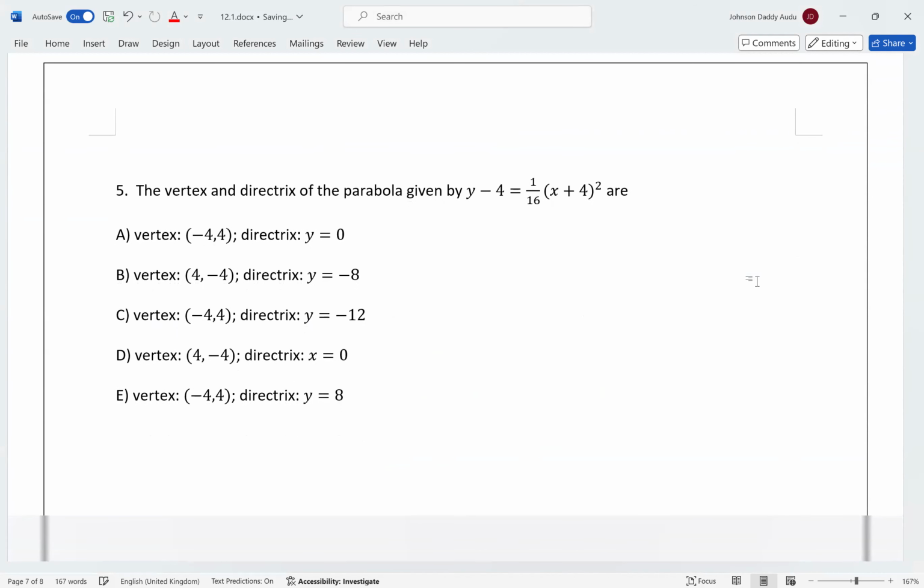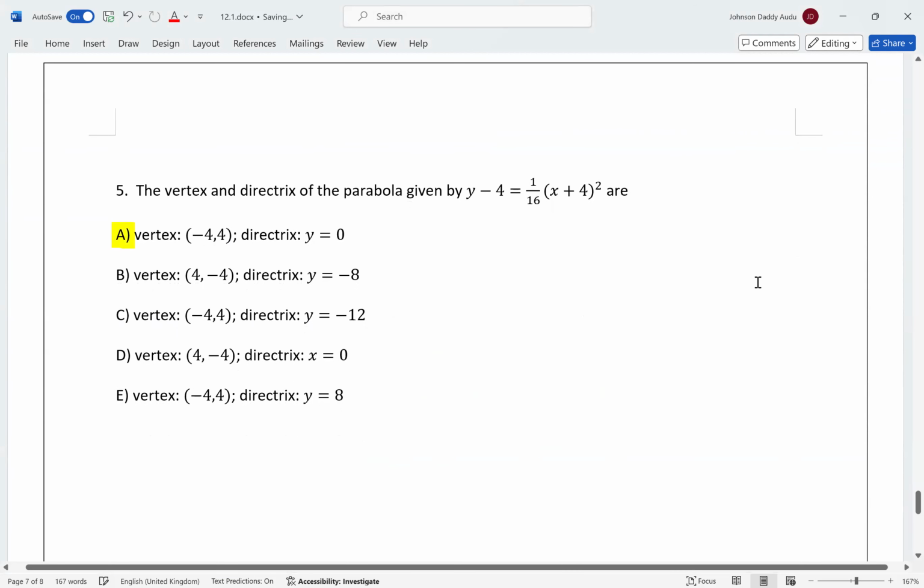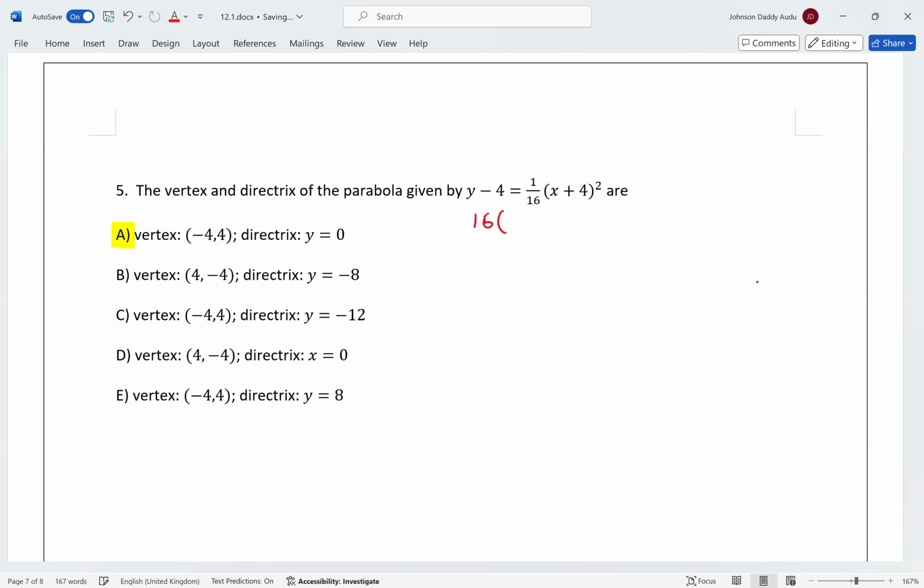For question number 5, the vertex and directrix of the parabola. So here you see, if you write this parabola very well, you will see that the square is on the x. Since the square is on the x, it is vertical, and you can write it in standard form. We can multiply both sides by 16. So this can become 16 times y minus 4 equals x plus 4 whole square.